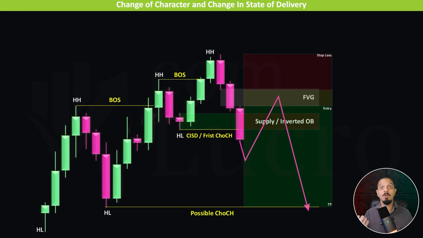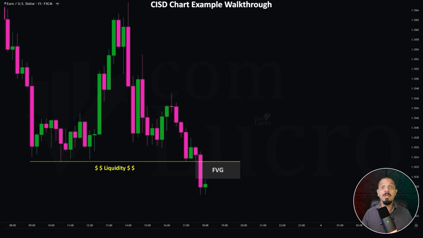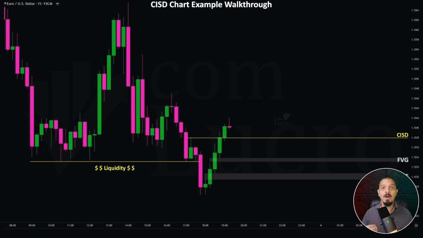However, it is important to note that not every change in state of delivery observed on the chart will lead to a successful trade, especially if it occurs without clear context, liquidity interaction, or directional relevance. CISD on its own only describes a change in delivery, not a guaranteed reversal. Because of this, many traders continue waiting for confirmation in market structure before acting. But the real shift in the market often begins before structure clearly breaks.